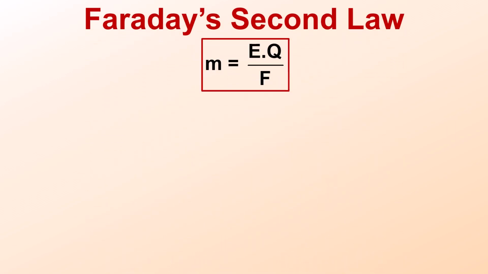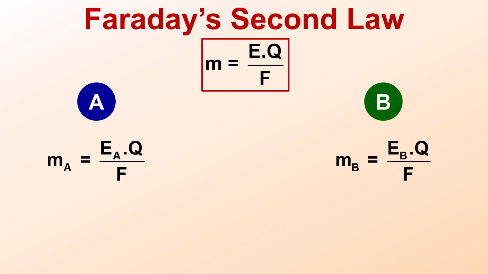Now consider that two different substances A and B are formed when the same quantity of electricity Q is passed through their respective electrolytes. The masses of substances A and B deposited at the electrodes can be written as Ma is equal to EAQ by F and Mb is equal to EBQ by F, where EA and EB are equivalent weights of substances A and B respectively.